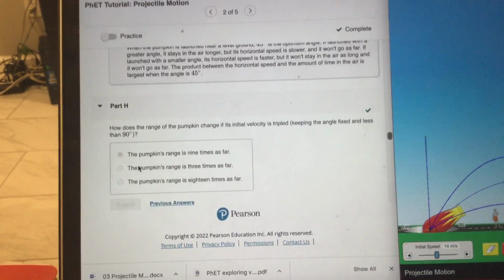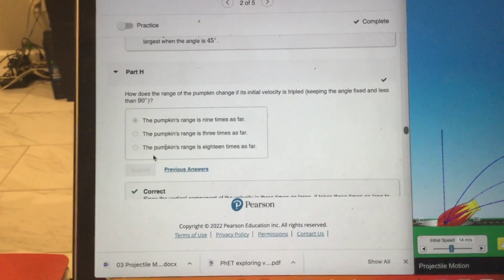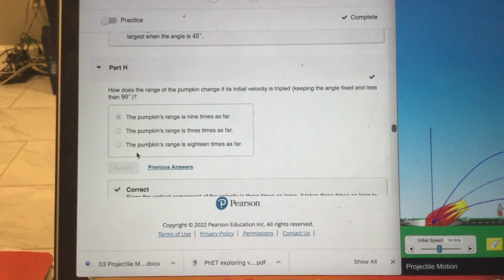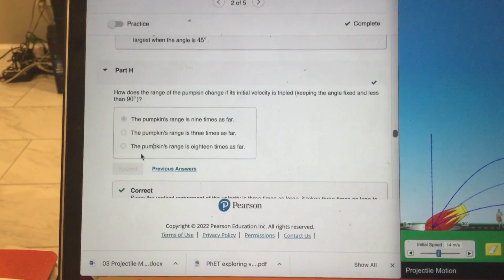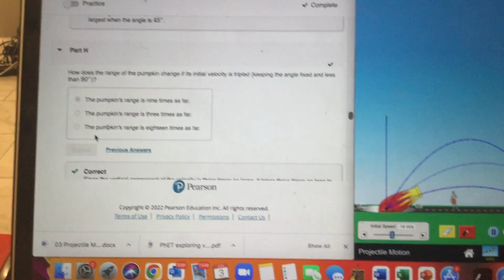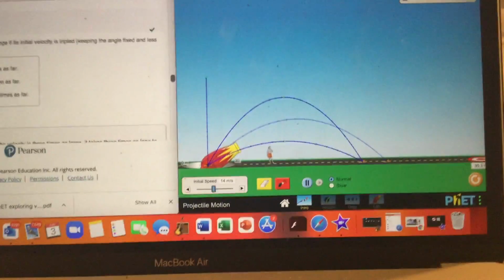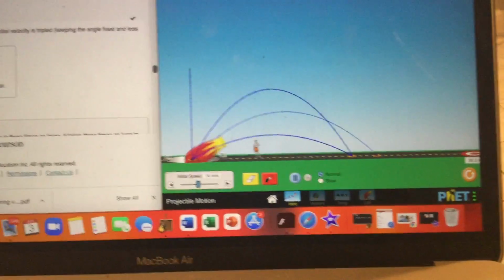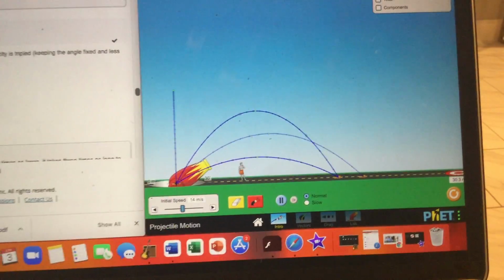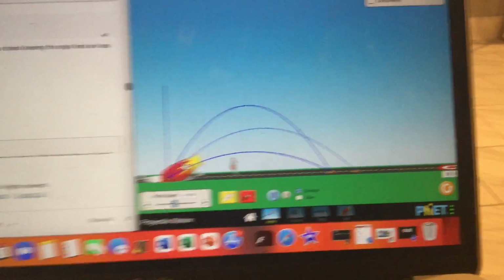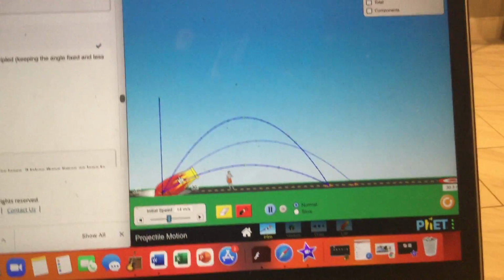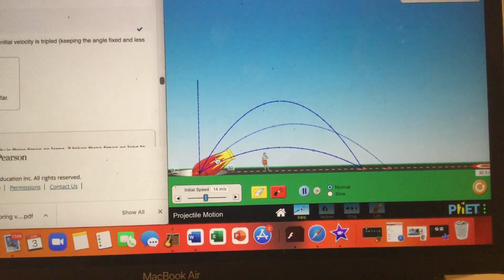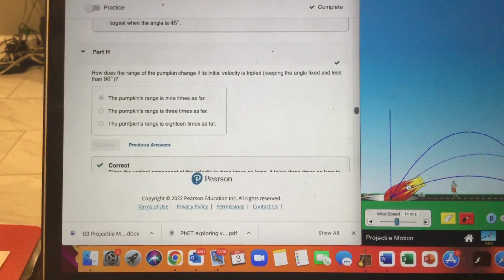Do the experiment. Okay, how does the range of the pumpkin change if its initial velocity is tripled, keeping the angle fixed and less than 90? Okay, so if the velocity is tripled, it's going to be in the air 3 times as long. And we can even test this out right here. It takes 3 times the velocity, and it's going to be in the air 3 times as long. So we can already tell that it should be about 9 times as far.